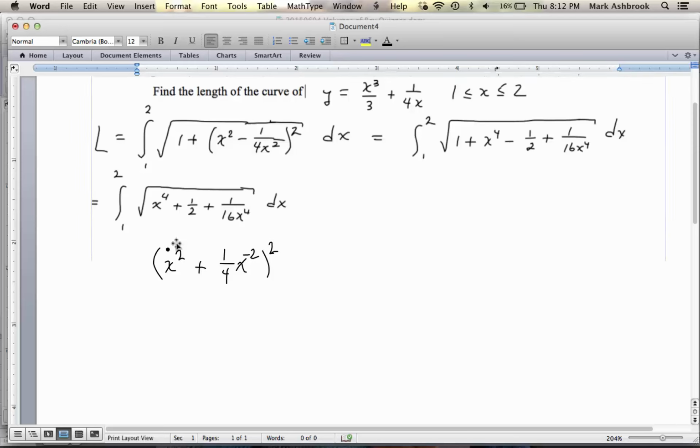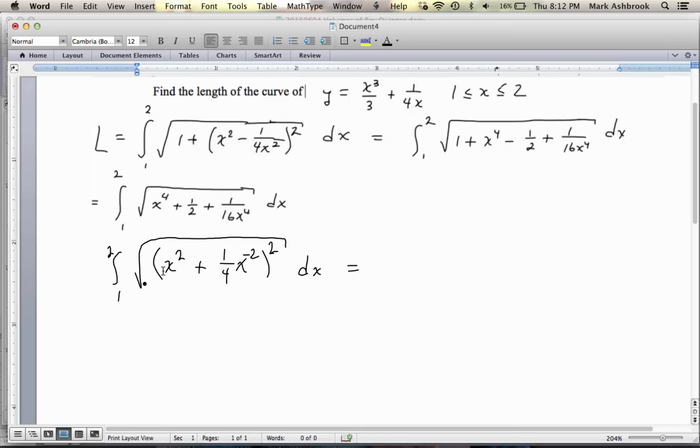middle term would be 2 times x squared times 1/4 x to the minus 2, which becomes 1/2. So this is a perfect square. It's x squared plus 1/4 x to the minus 2 all squared. The middle term is correct. So what we have is the integral from 1 to 2 of the square root of that thing squared dx.